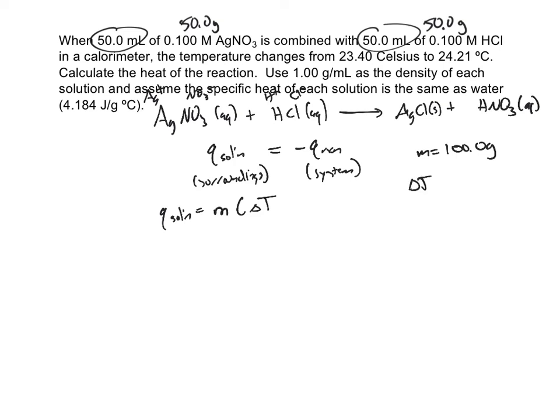Delta T is going to be the final temperature minus the initial temperature. And so we have 24.21 minus 23.40. So delta T is 0.81 degrees Celsius. So we now have the mass, we have the heat capacity, we have delta T, so we can calculate the Q for the solution.